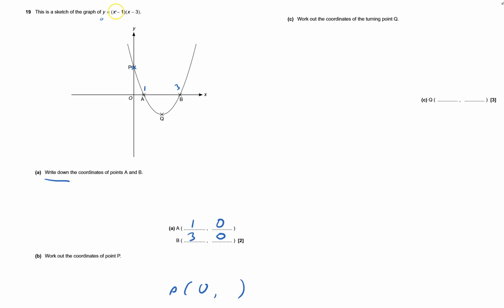So all I need to do now is put in x is 0, and I'll get y equals 0 minus 1, that'll be minus 1, times by 0 minus 3, that'll be minus 3, and minus 1 times by minus 3 is 3. You can do it in a calculator, but negative times a negative is a positive, so (0, 3).